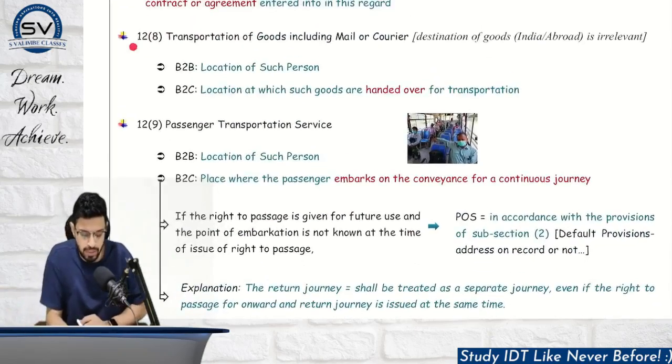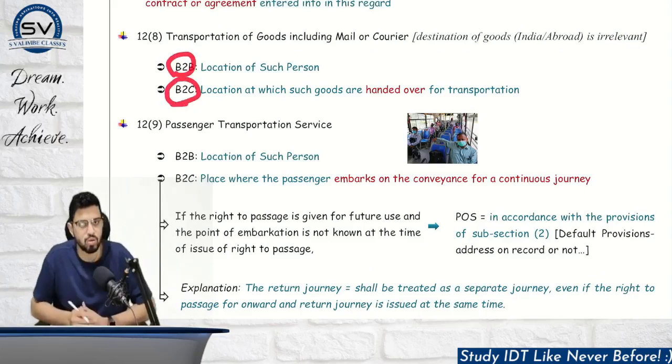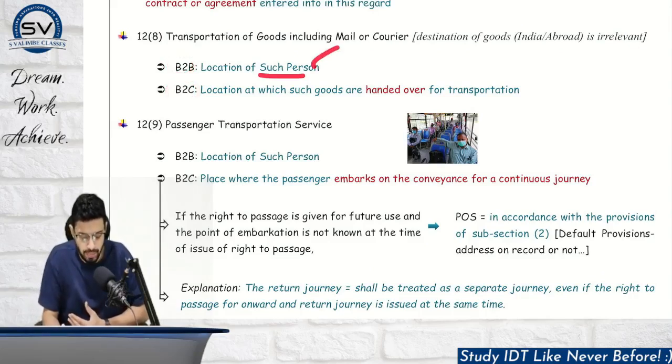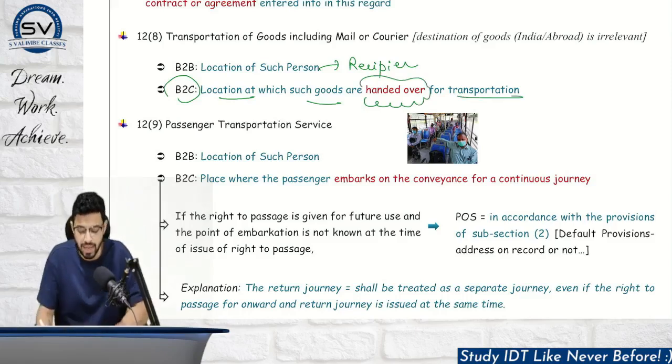Next, section number 12, subsection 8. Transportation of goods including mail or courier. Now please understand, destination of goods is irrelevant. Okay, here we have to see B2B or B2C. If it is B2B, the location of the recipient, such person means recipient. And B2C, the location at which such goods are handed over for transportation. Now please understand, destination stands irrelevant.